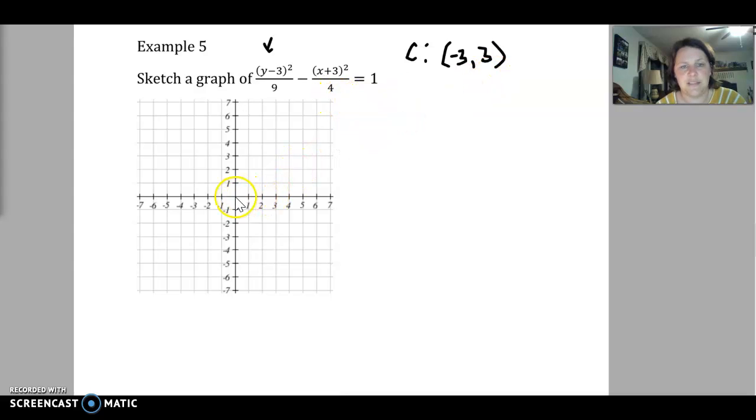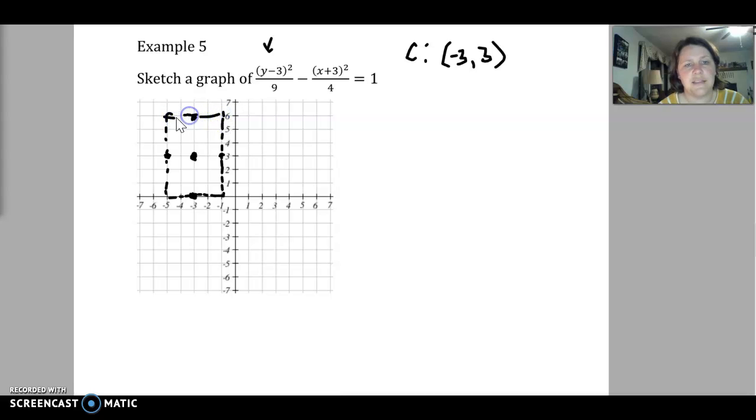So let's go ahead and put that center on there. (-3, 3). We're going to be opening up and down, so we're going to go up 3 units and down 3 units. Okay, we're going to make our construction box first, a rectangle, so we're going to go left and right 2, because b is 2. So let's go ahead and put that in. This is our construction box.